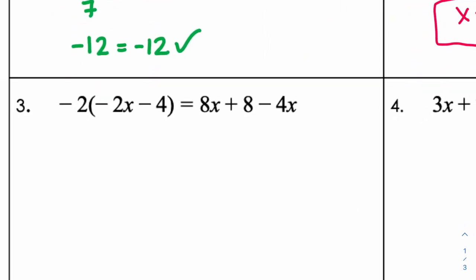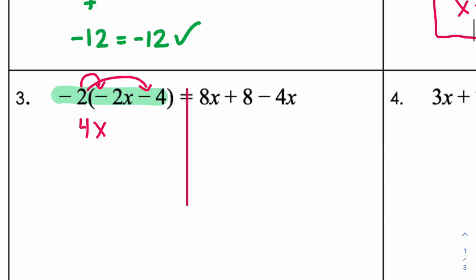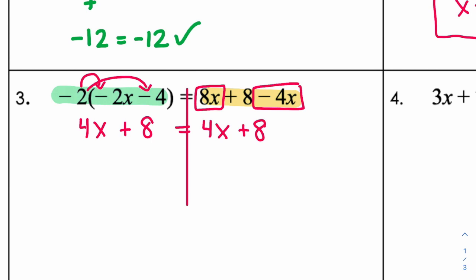So in number 3, I have variables on both sides of my equal sign. First thing I'm going to do is look at the left side here, and I'm going to get rid of my parentheses by distributing the negative 2. So I end up with negative 2 times negative 2x is positive 4x. And negative 2 times negative 4 is positive 8. And now on the right side, I'm going to combine my like terms. So 8x and negative 4x combine to 4x. And bring down my plus 8.